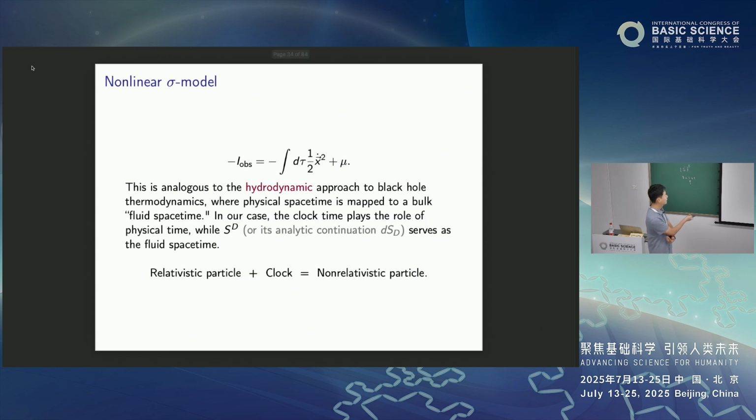Now, recall that we are parameterizing the non-relativistic particle time with the clock time. So the energy of this non-relativistic particle is nothing but the clock energy. Also recall that the phase space of a relativistic particle in dS^D has dimension 2D minus 2, but a non-relativistic particle in dS^D has a phase space of dimension 2D. The extra 2 comes from the phase space of the clock.